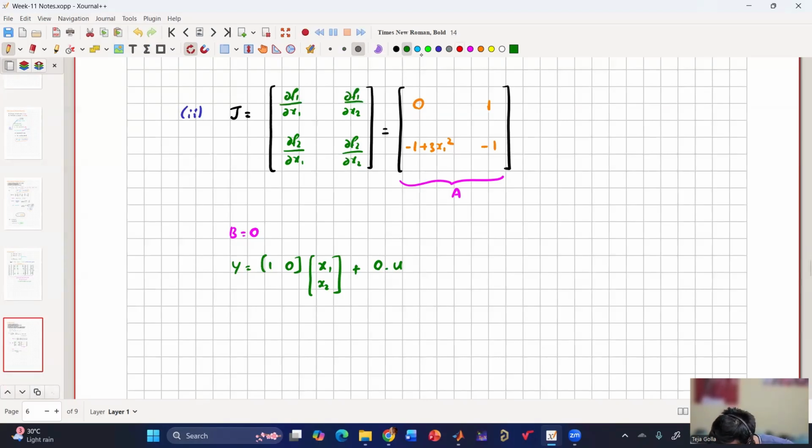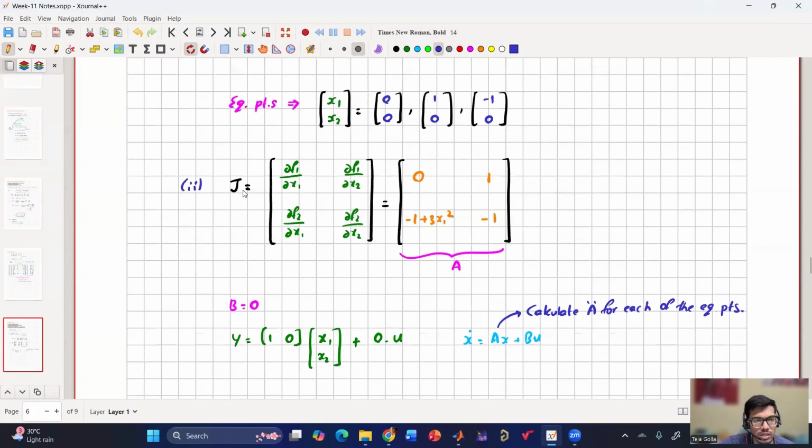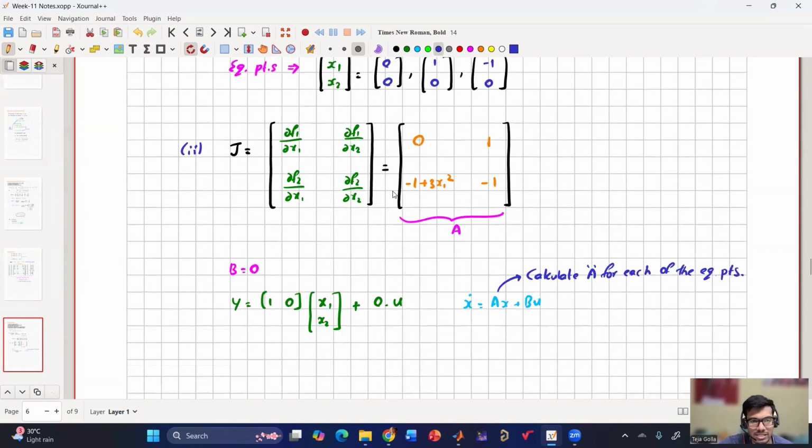So we have to calculate the A matrix for each of the equilibrium points. We are going to do this and then see how we get the different matrices. First I'll start with the equilibrium point 0, 0. So the third step is to linearize the system about each equilibrium point, and then let us see.